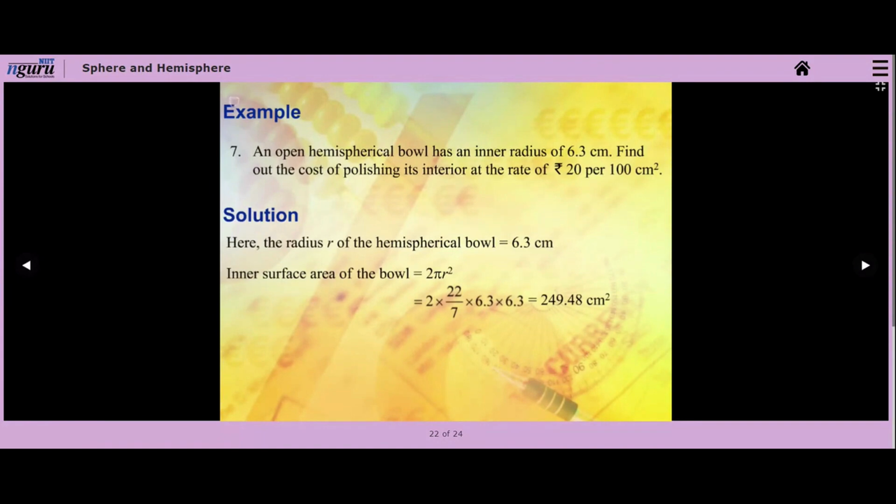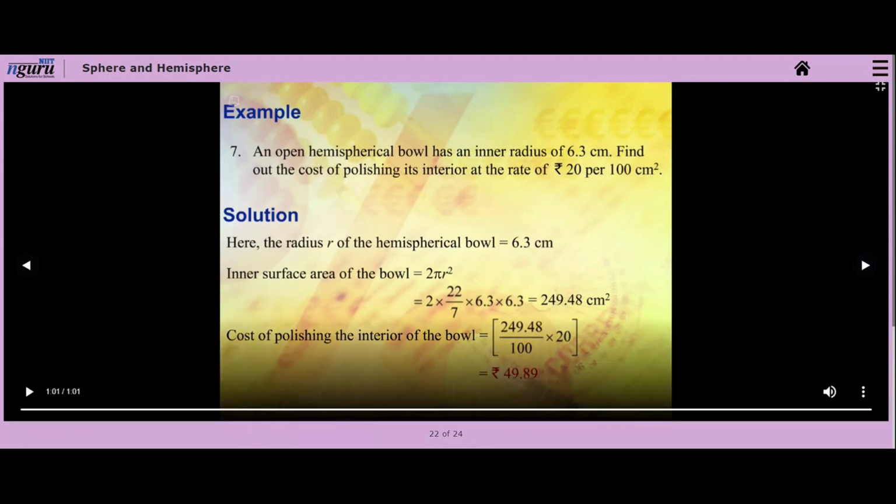On simplifying, we find that the value of the inner surface area of the bowl is equal to 249.48 square centimeters. Now, to find out the cost of polishing the interior of the bowl, multiply the inner surface area of the bowl by the given cost 20 and divide by 100. We get the cost of polishing the interior of the bowl equal to 49 rupees and 89 paise. Did you get this?